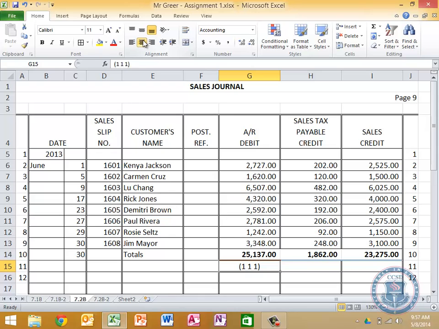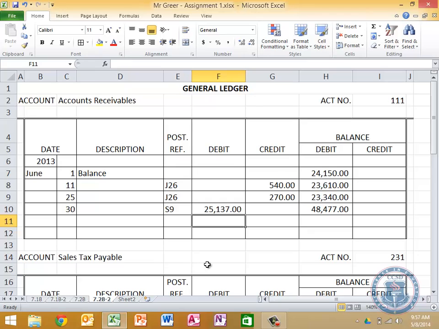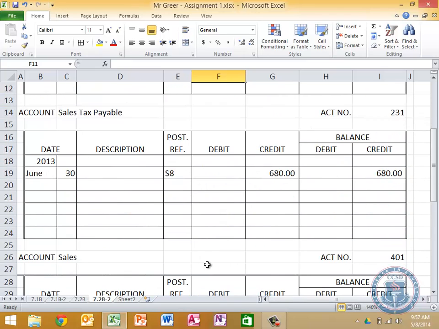Sales tax credit. Sales tax payable, excuse me. Sales tax payable. Now we have, well, June 30th is going to be one of them, but we have a couple different things here. First off, it says on our problem that we have a balance in this one. So we have a balance. We already owe sales tax to the government.